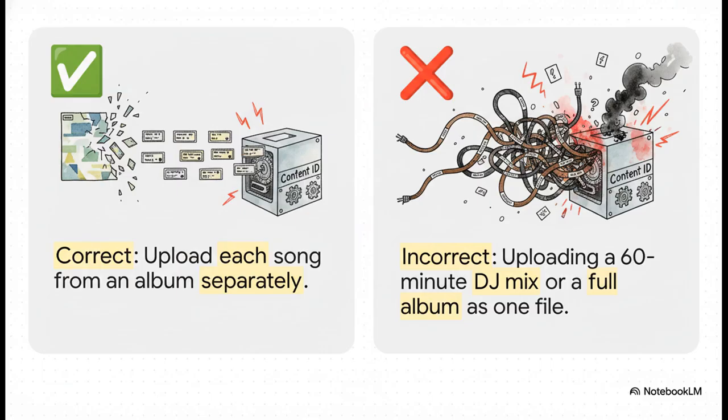So here's the absolute key. One unique work equals one reference file. You can't just upload a 60-minute DJ mix as a single thing. Why? Because that one file contains dozens of separate copyrighted songs. Content ID would have a total meltdown trying to figure out what's what, and you'd end up with a mess of incorrect claims. You've got to submit each song one by one.